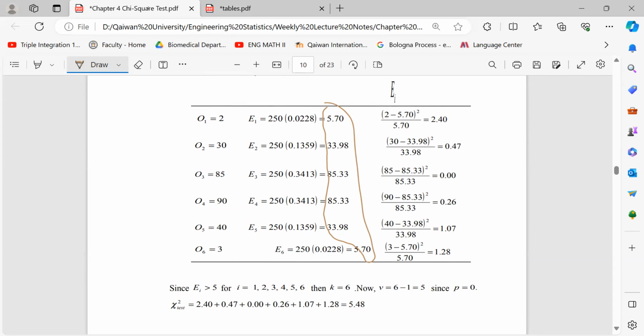Up to now, we just worked on finding the expected frequencies. And from now, it's easy. It's only calculating the chi-square test and getting the chi-square from the table. The table is the normal distribution table.